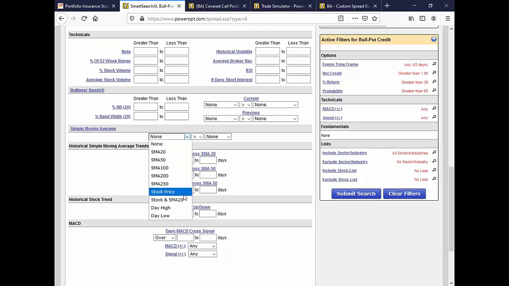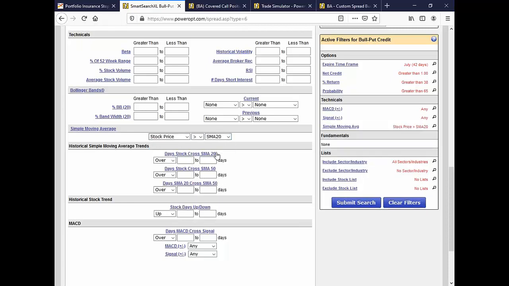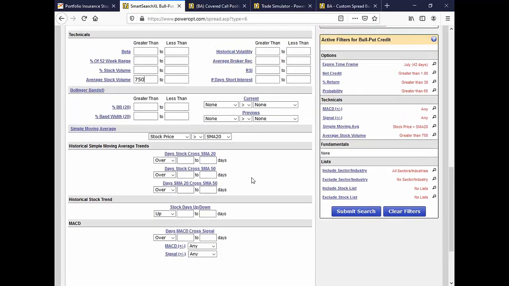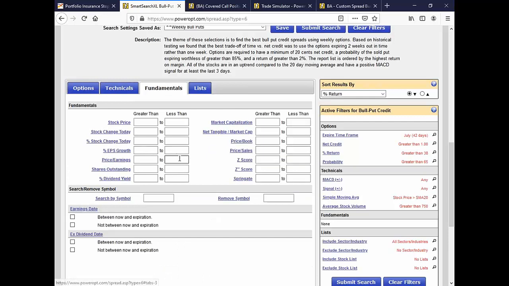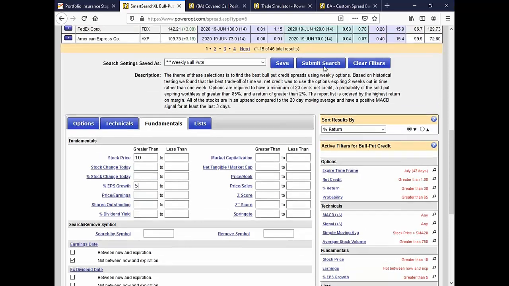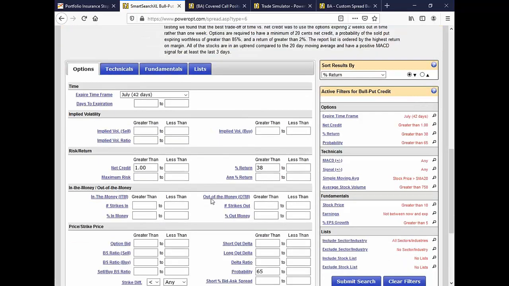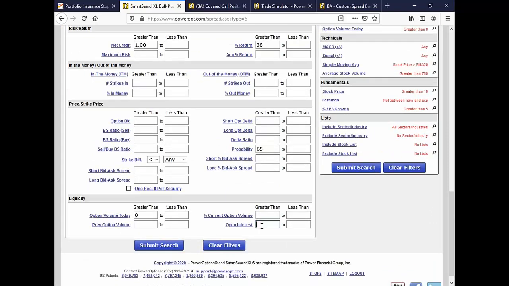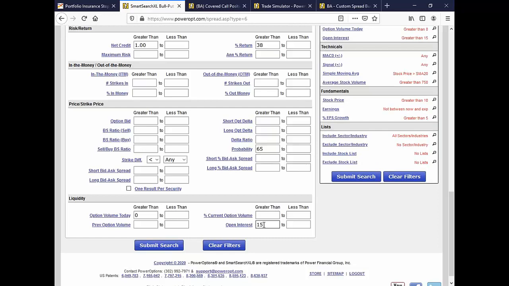What am I going to want for a bull put spread? I want a stock above an SMA 20. I want some good volume here, at least 750,000 shares per day. I might look for a positive MACD. We're going to skip that. Just basic fundamentals, stock greater than $10, no earnings between now and expiration. I'm going to want something with positive earnings per share growth. Oh, I am going to go back to the options. Look for something that has an option volume today of greater than 0 and an open interest of at least greater than 15 contracts. Okay, let's see what we've got.